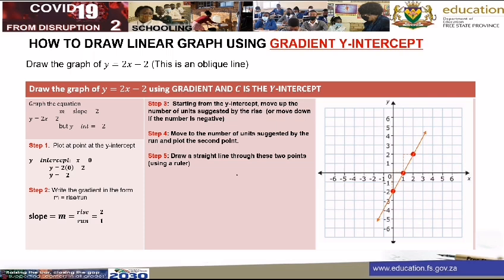This concludes our third method of drawing the linear graph. Remember, our first method was to use the table method. And then the intercept method, where you have to find 2 points and draw the graph thereof. And the last one is the gradient y-intercept, where you use the gradient and y-intercept to draw a linear graph. I hope all the 3 methods are important to you. If you are asked to draw a linear graph, you may use one of the 3 methods in order to draw the graph that is given to you.